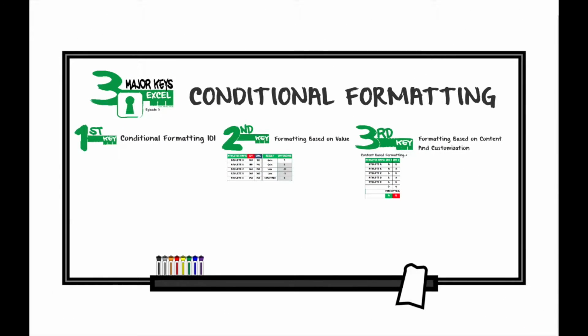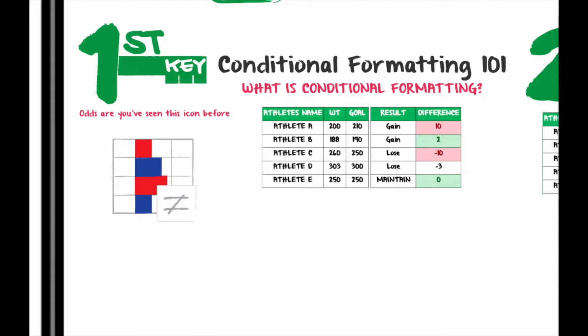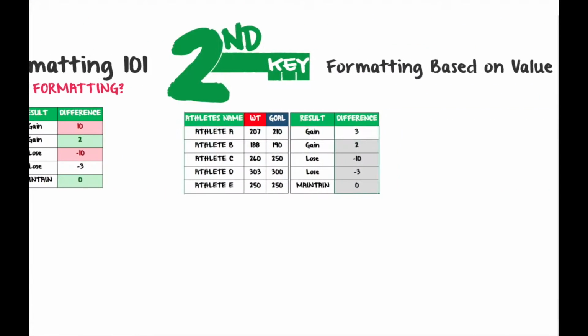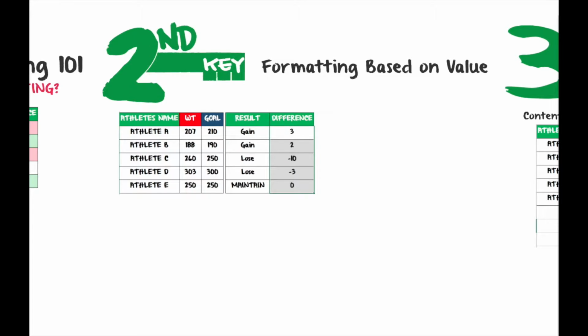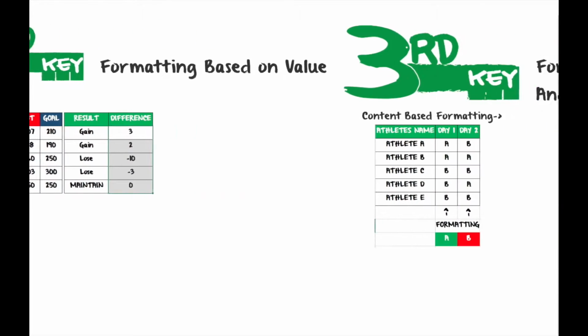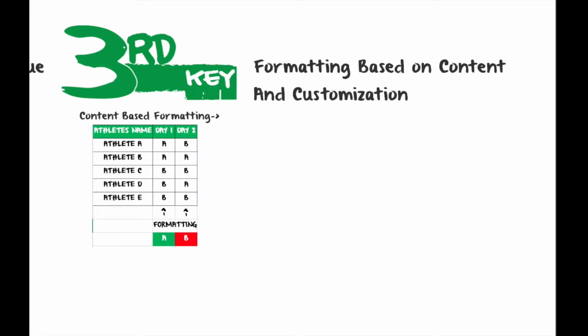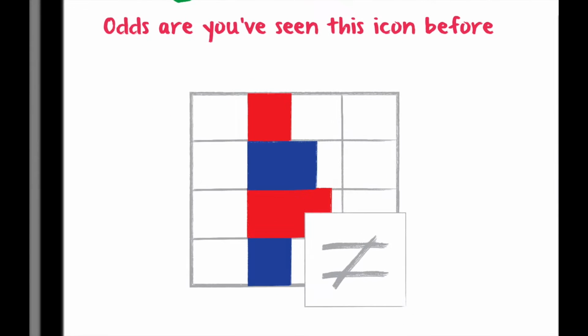Anyway, in today's episode, we're going to be talking about conditional formatting in Excel. The first major key will be an introduction to conditional formatting, why it's useful, and what it actually does. The second major key will cover conditionally formatting cells based upon their values, and the final major key will be how to conditionally format cells based upon specific content and how to customize the formatting itself. Now let's jump right into the first key.